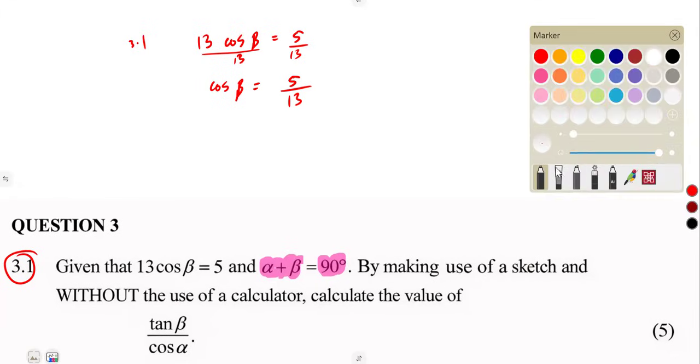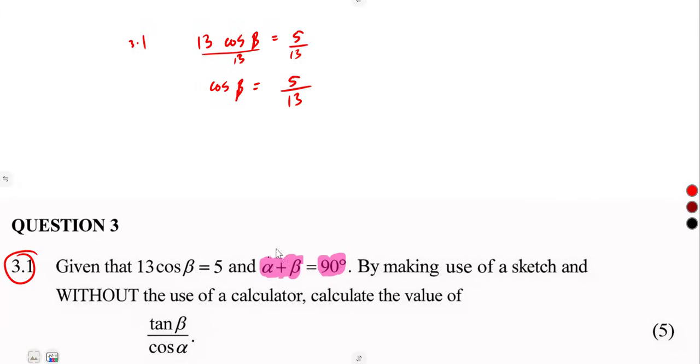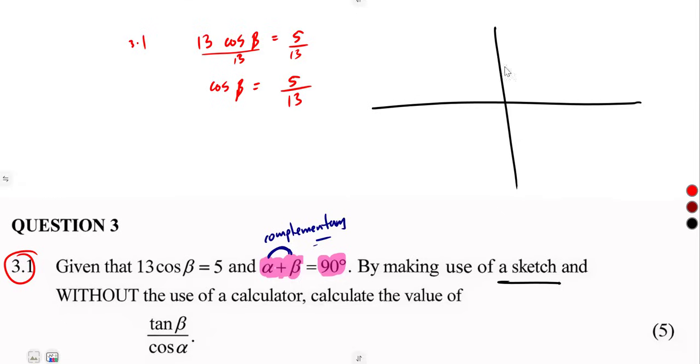What does it mean about these two angles? These are complementary angles, two angles which add up to 90 degrees. And they must be found in a right-angled triangle. And both are acute angles. Beta is acute, alpha is also acute. So by making use of a sketch, because these are acute angles, guys, we can just have this in the first quadrant, or you can just draw a triangle. What we just need here is a triangle.